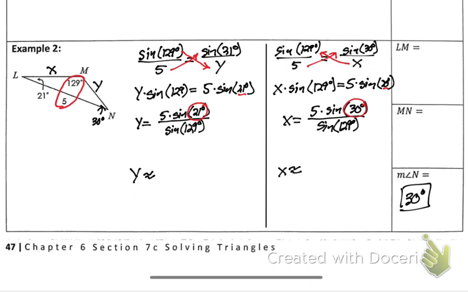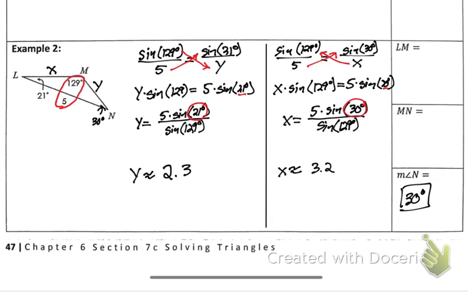All right, did anyone find y yet? Ty? 2.3. Are we okay with 2.3? Yeah. All right, cool. And then did someone else get x? Yeah. 3.2. Is everyone okay with 3.2? Yes. Okay. Now, I'm going to go ahead and put these in.